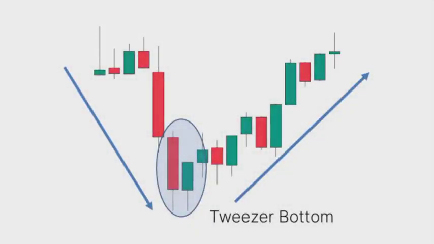The first candle reflects strong selling pressure. The second candle opens lower or at the same level, but buyers enter the market aggressively, pushing prices up. This suggests a shift in market sentiment from bearish to bullish.